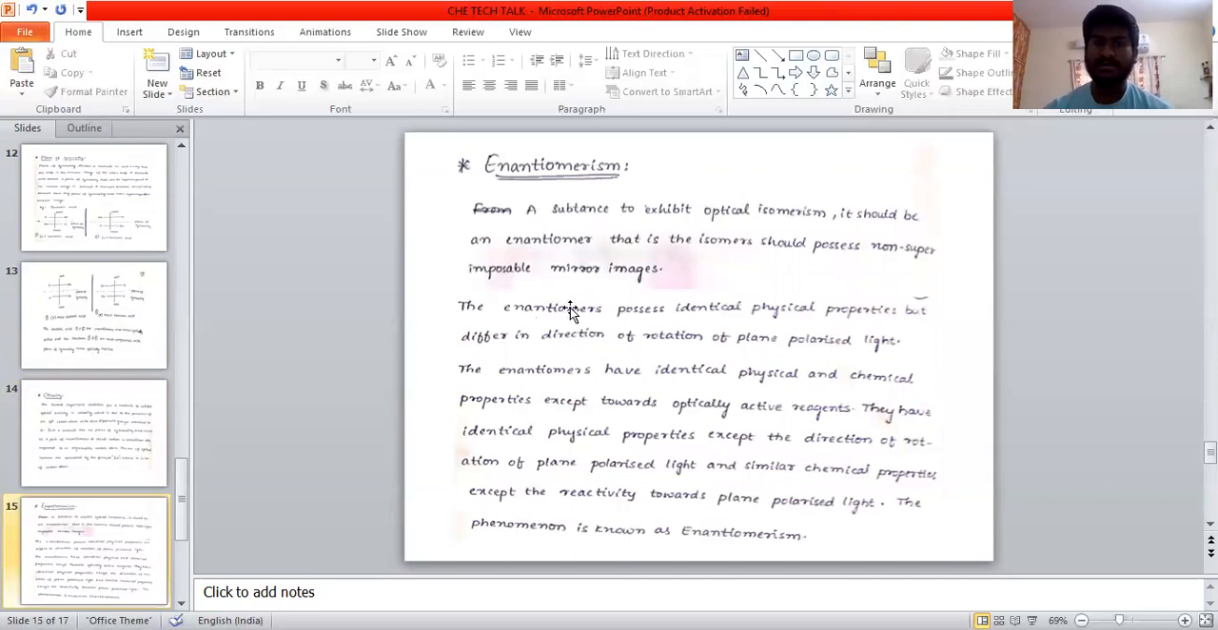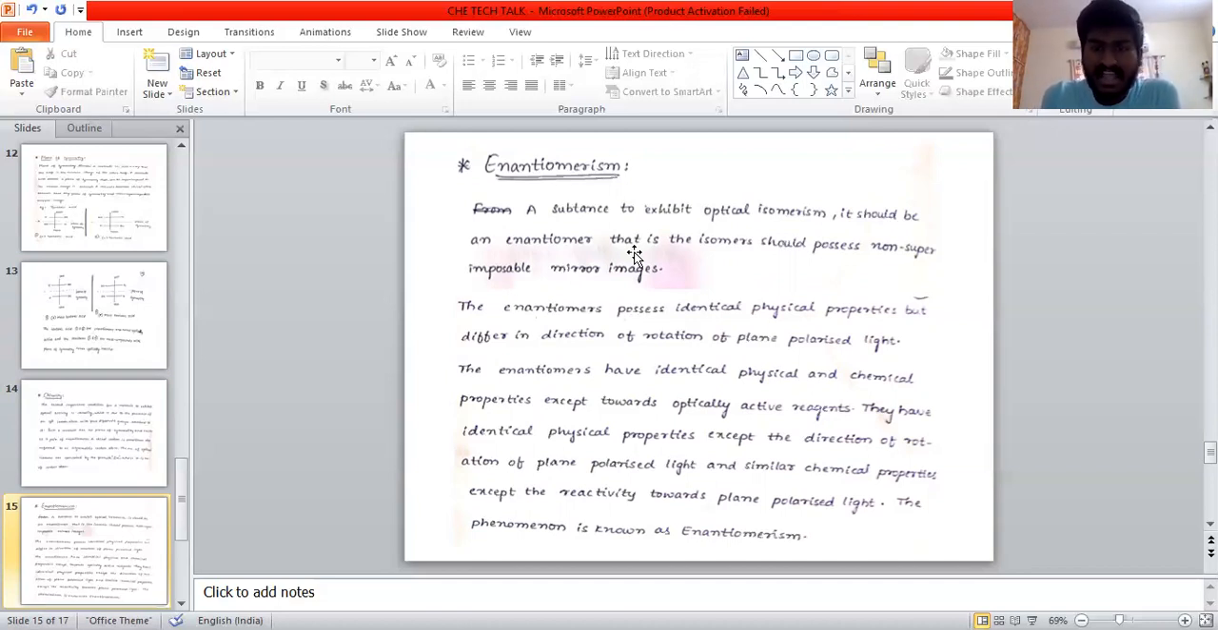Next, the last concept is about enantiomerism. For a substance to exhibit optical isomerism, it should be an enantiomer. What basically enantiomer means is that the isomer should possess non-superimposable mirror images. If they are non-superimposable mirror images, then it is an enantiomer. Enantiomers possess identical physical properties but differ in the direction of rotation of plane polarized light.